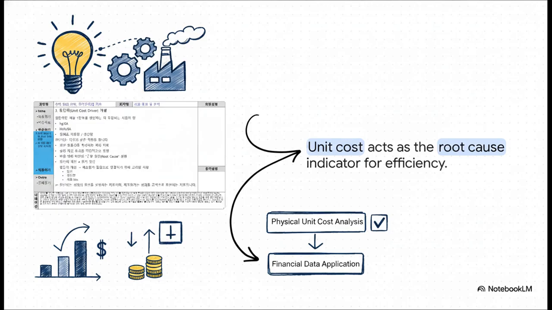Look, if you reduce the amount of electricity it takes to make one product, boom, you've improved the unit cost. But, and the source text highlights this beautifully, an improved unit cost doesn't always guarantee your overall manufacturing costs will magically drop that same week, especially if material prices happen to spike. That's exactly why we have to analyze the physical unit cost first. You have to prove the engineering actually worked before you start slapping financial data onto it.